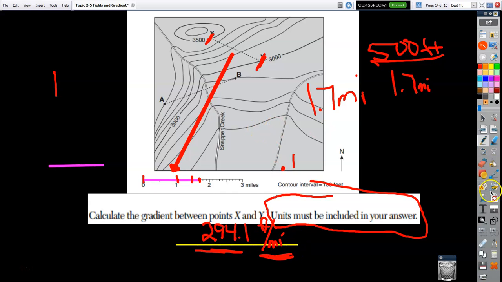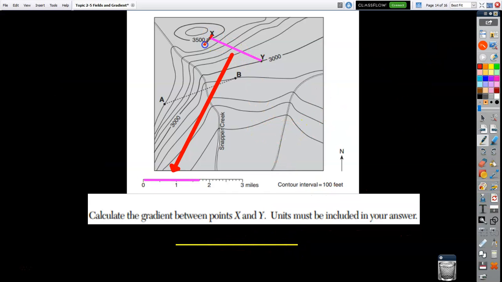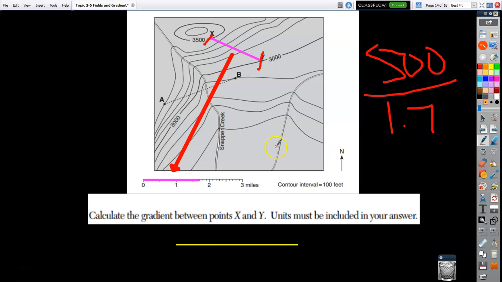So again, to do gradient, it was find the difference in elevation, which I took the 3,500 and the 3,000 and subtracted. That's where I got the 500. I used my little scrap paper, marked that off, brought it down to the scale. I got 1.7, and I divided that out. Change in elevation divided by distance.